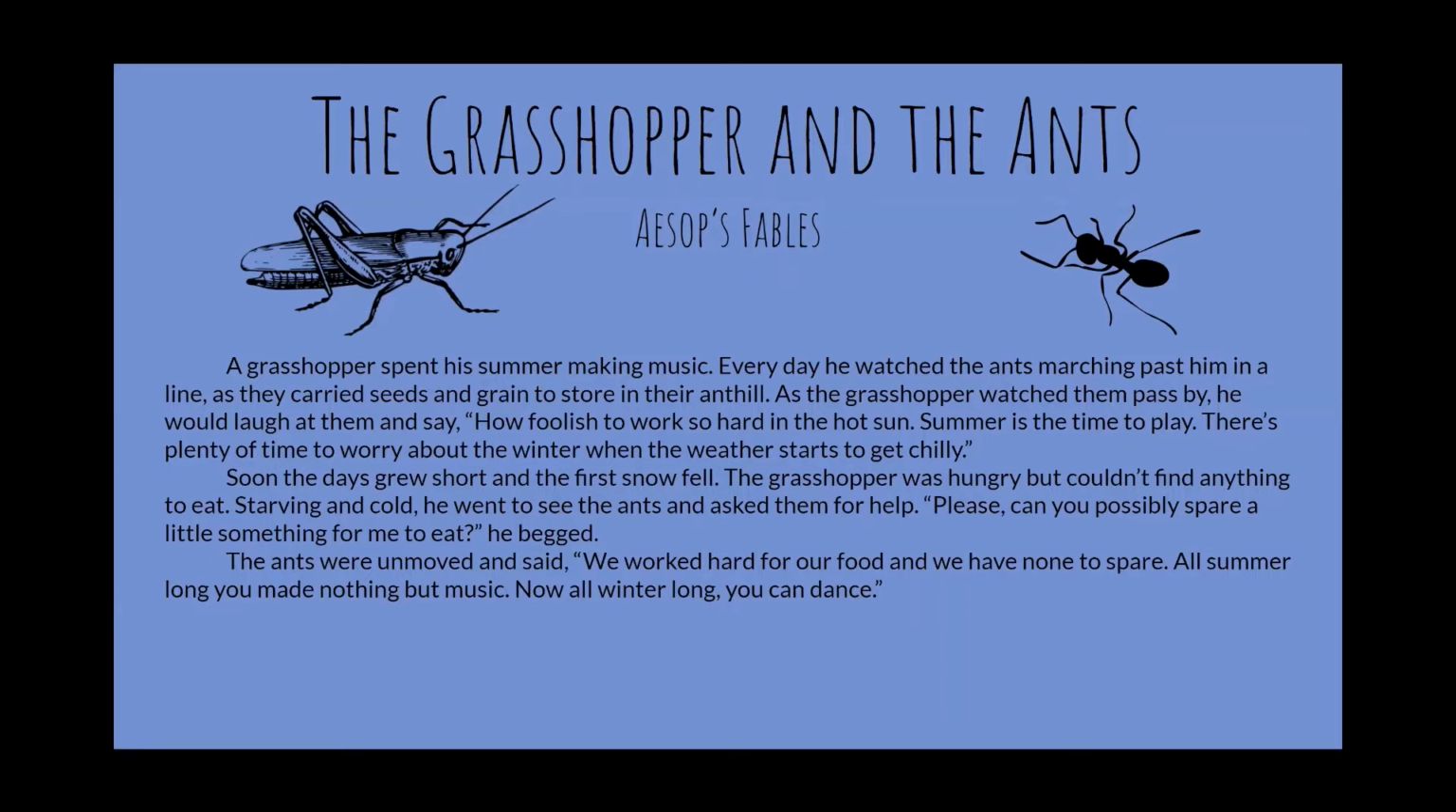Soon the days grew short and the first snow fell. The grasshopper was hungry but couldn't find anything to eat. Starving and cold, he went to see the ants and asked them for help. "Please, can you possibly spare a little something for me to eat?" he begged. The ants were unmoved and said, "We worked hard for our food and we have none to spare. All summer long you made nothing but music. Now all winter long you can dance."